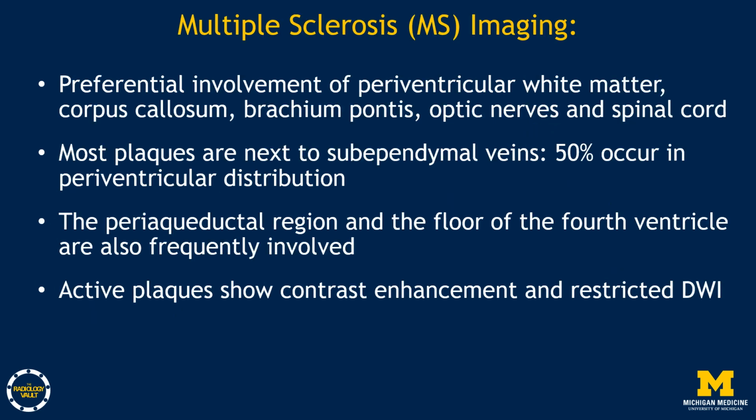Multiple sclerosis imaging. There is preferential involvement of the periventricular white matter, particularly in the corpus callosum, also the brachium pontis, optic nerves, and the spinal cord. Most plaques occur next to the subependymal veins, 50% in periventricular distribution. The periaqueductal region and the floor of the fourth ventricle are also frequently involved. Active plaques show contrast enhancement and restricted diffusion because of the presence of intramyelinic edema.